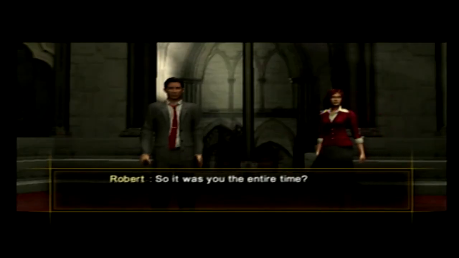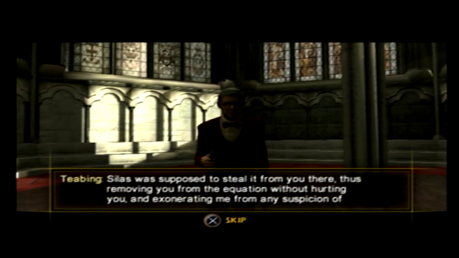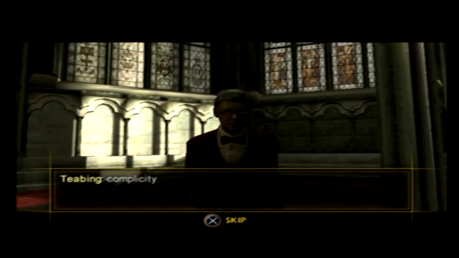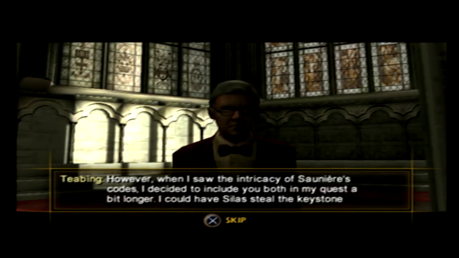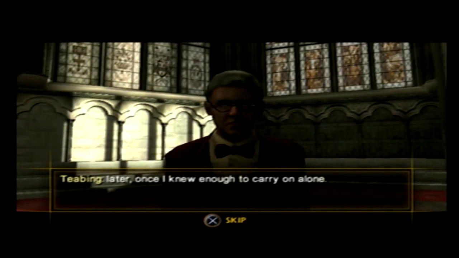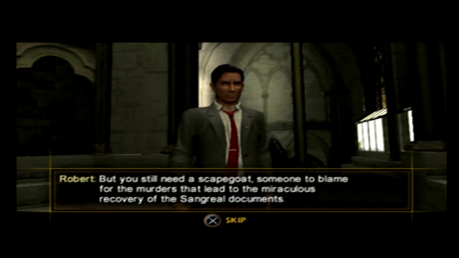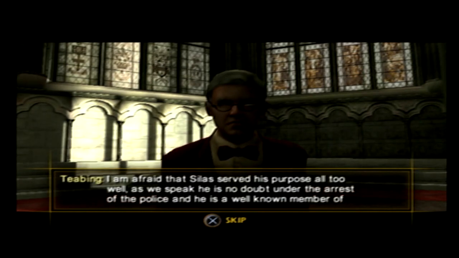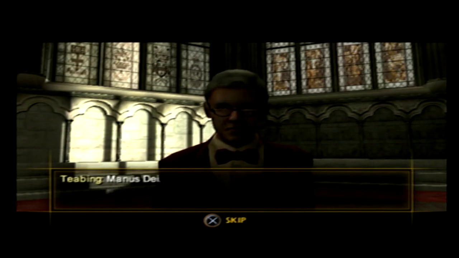So it was you the entire time? One way or another, the keystone was coming to Chateau Villette. Silas was supposed to steal it from you there, thus removing you from the equation without hurting you, and exonerating me from any suspicion of complicity. However, when I saw the intricacy of Saunier's codes, I decided to include you both in my quest a bit longer. I could have Silas steal the keystone later, once I knew enough to carry on alone. But you still need a scapegoat. Someone to blame for the murders that lead to the miraculous recovery of the Sangreal documents. I am afraid that Silas served his purpose all too well. As we speak, he is no doubt under the arrest of the police, and he is a well-known member of Opus Dei.